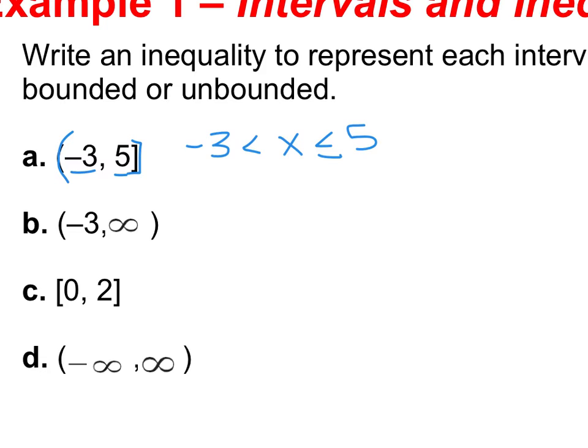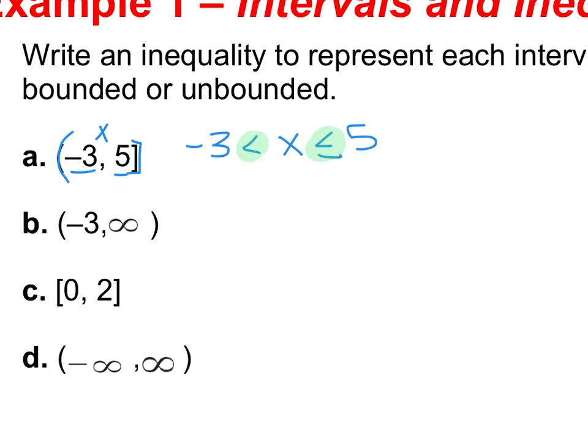And what this means is that x is between -3 and 5. It cannot equal -3, but it could equal 5. So when you're writing these, your inequality signs will always be the less than. You just have to decide if it's less than or equal to.